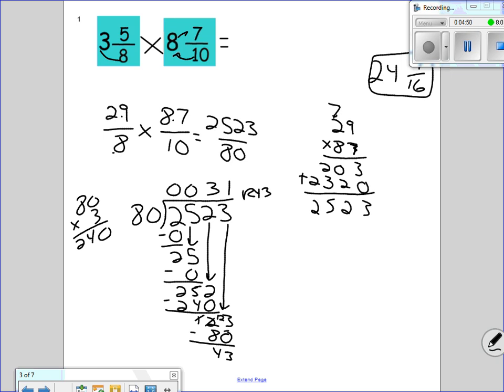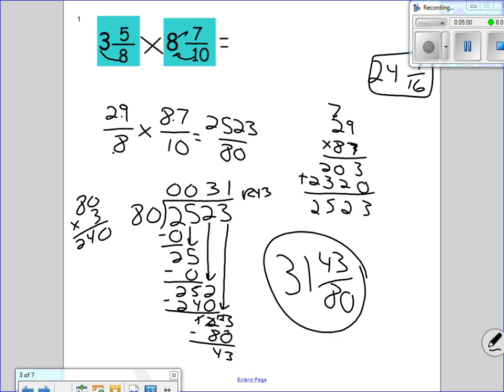So with this, 31 remainder 43 means this. My whole number is 31. My remainder is 43 over 80. This is the correct answer. Do you see how 31 and 43 over 80 is larger than 24 and 7/16? This is incorrect.